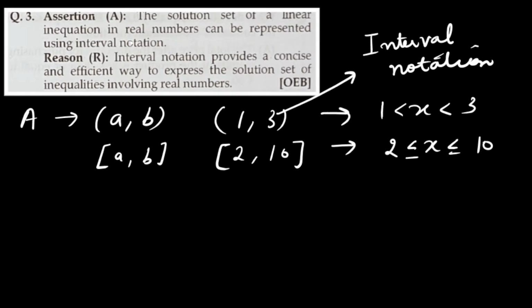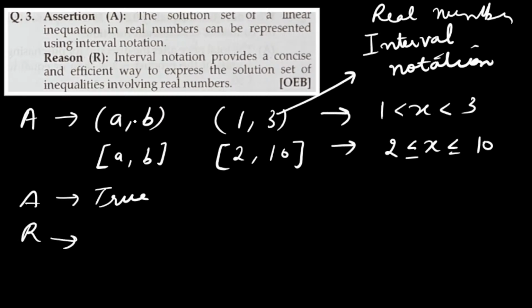The solution set of an inequation can be represented this way only in case of real numbers. Only in case of real numbers can we express this, because in case of integers our solution set will be like this: integers, natural numbers or whole numbers. But in case of real numbers we can write the solution with interval notation also. So the first one is true. Yes, we can express it, so A is true.